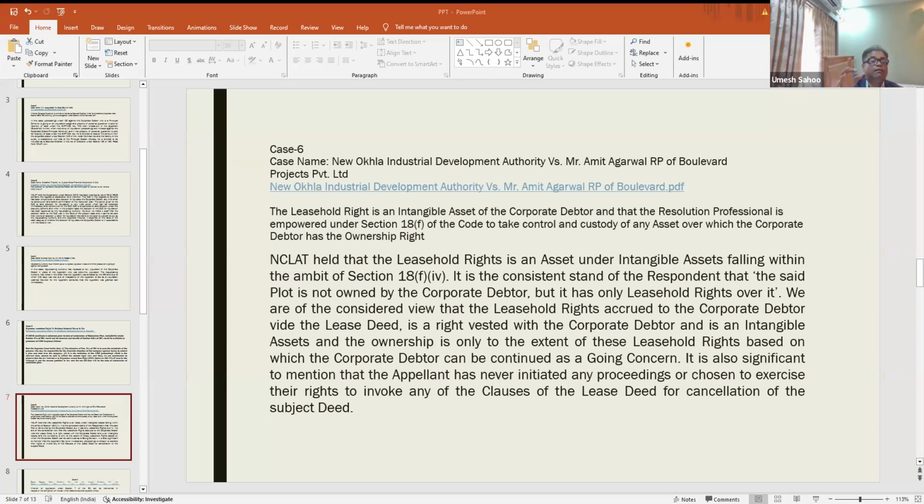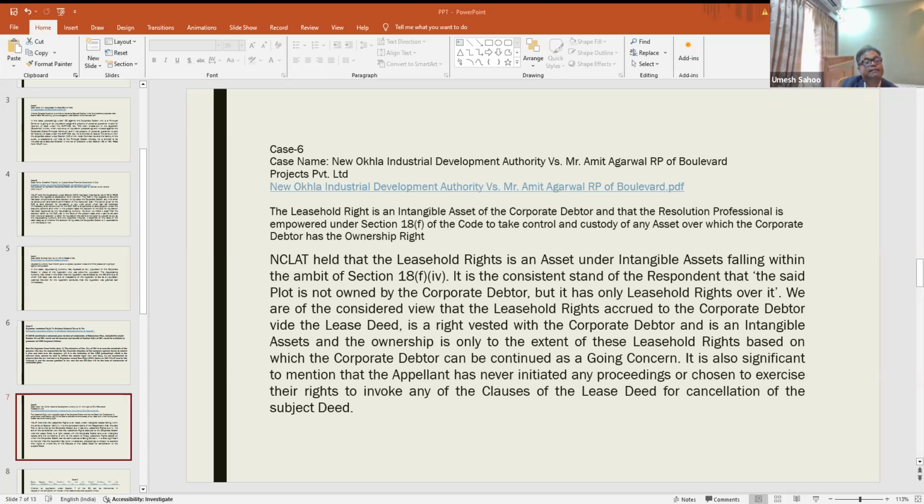For the NOC, whatever the loan, on the basis of the NOC on the property, the financial creditor has invested crores of rupees. So the liquidator approached in a different way.